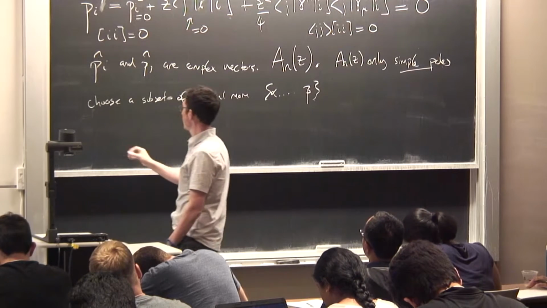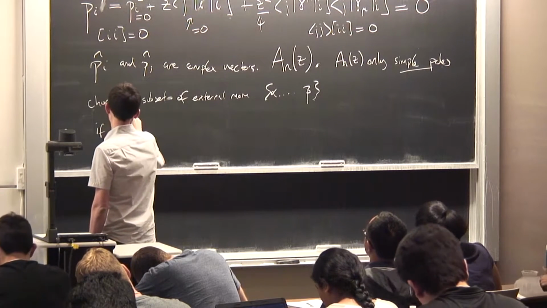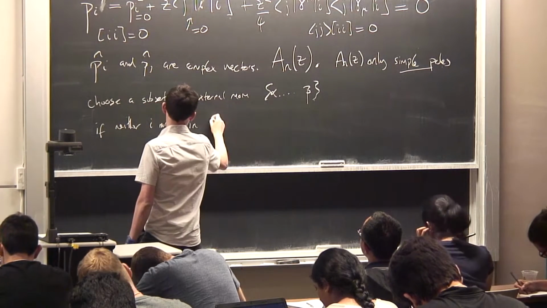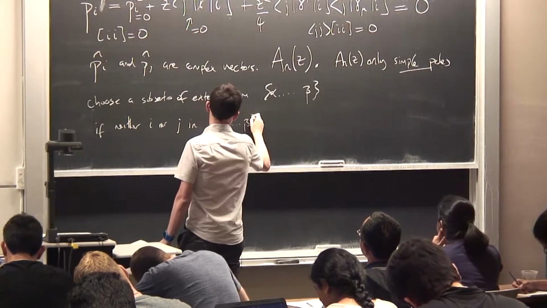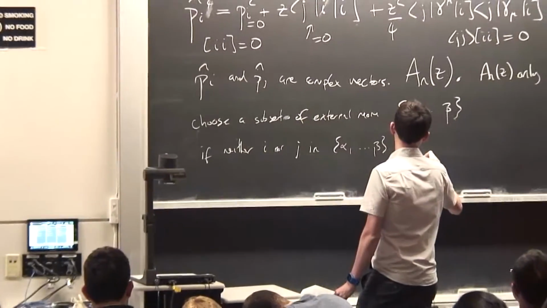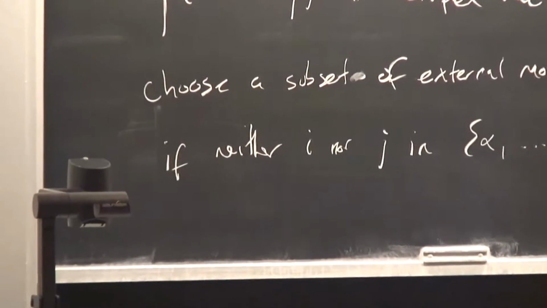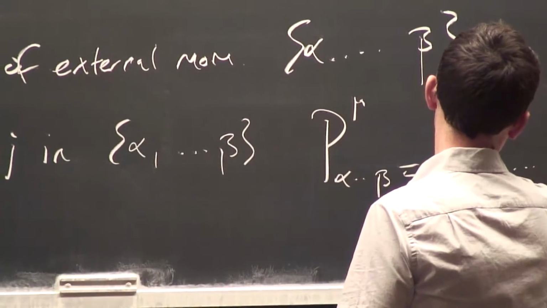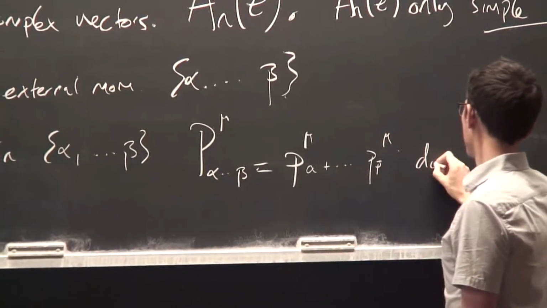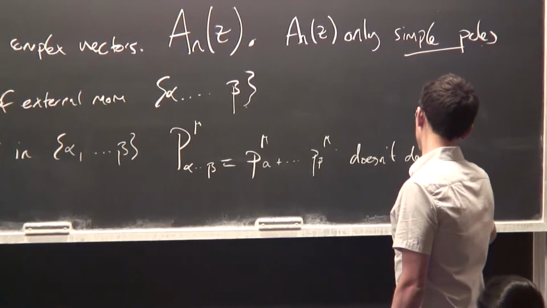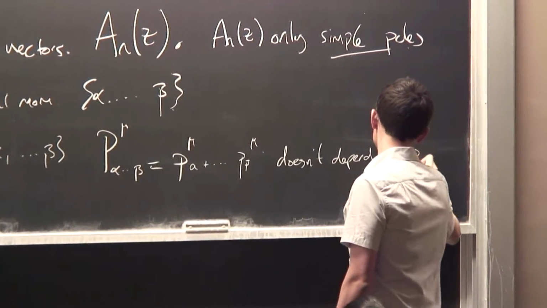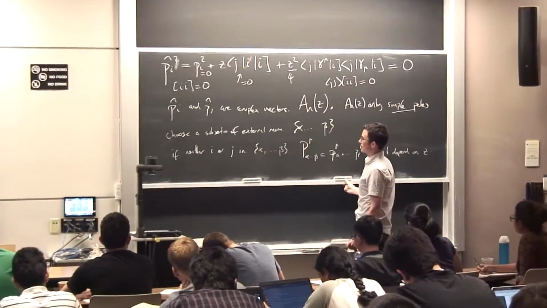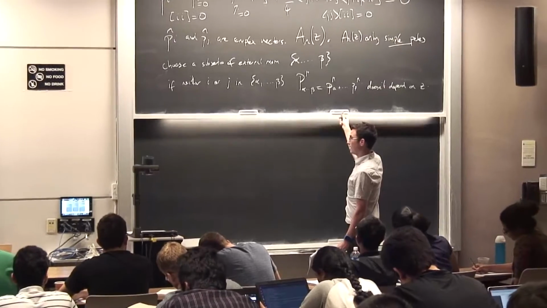So if neither i nor j is in the set, then P, capital P alpha beta, which is just the sum of all of the terms in there, doesn't depend on Z. So there's no poles. Okay? All right, that's the first option if I didn't have any of them in there.